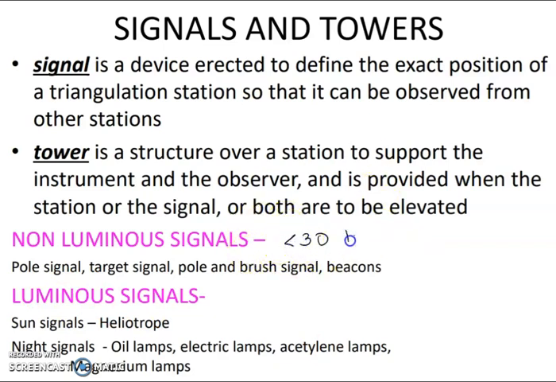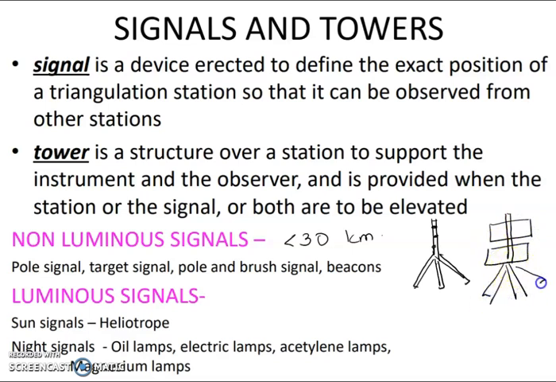30 kilometers. So these may be poles, something like this is a tripod, and there may be a pole like this, with strips. These strips are just serving as targets. Or there will be some wooden planks, again on a tripod or something like that. These are non-luminous signals, something like a target signal.